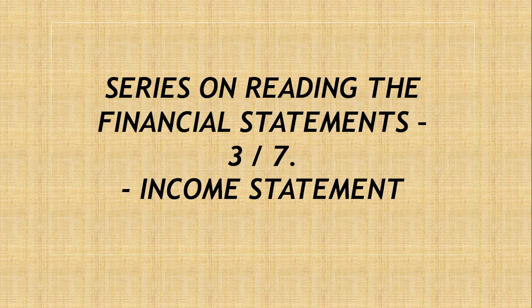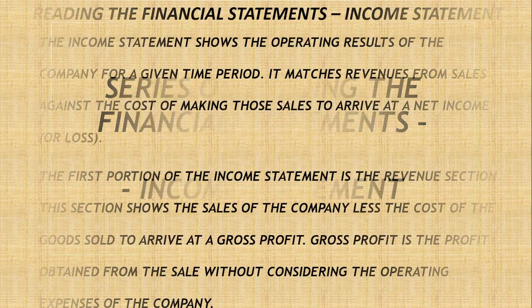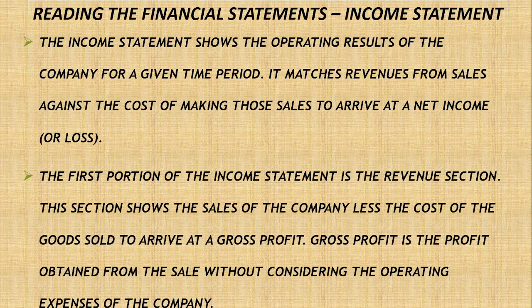Series on reading the financial statements, 3 of 7: income statement. The income statement shows the operating results of a company for a given period. It matches revenues from sales against the cost of making those sales to arrive at a net income or loss. The first portion of the income statement is the revenue section.